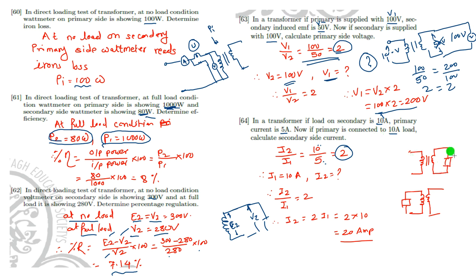Now, initially the load is connected on the secondary. Now this load is transferred to the primary side and the supply is given here. So what will happen? I1 is now carrying the 10 ampere current. So what is the current on this side? I1 is 10 ampere. So what is the value of I2? I2 by I1 is equal to 2, so I2 is equal to 2 times I1. So 2 into 10 gives you 20 ampere.